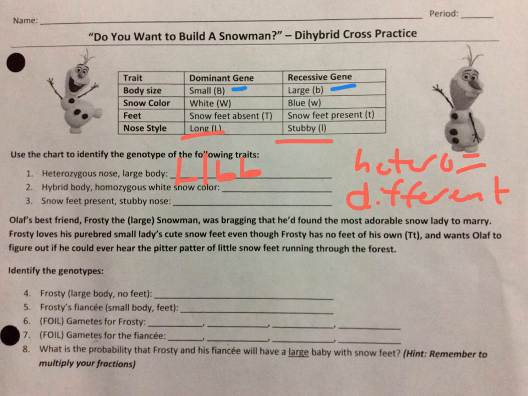So, Frosty the Snowman finds the love of his life. Okay, Frosty has a large body, so I know Frosty has to be lowercase b, lowercase b. And he does not have snow feet. Snow feet absent. Up here, capital T. And it tells me in the problem, look, he has a capital T and a lowercase t. Thank you, teacher lady, for making that so easy for me.